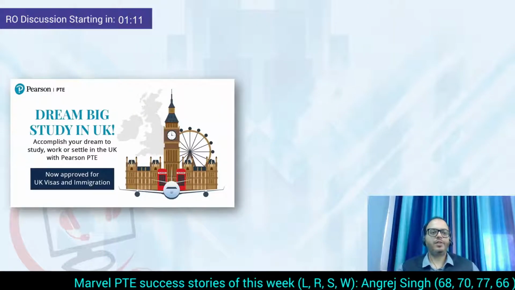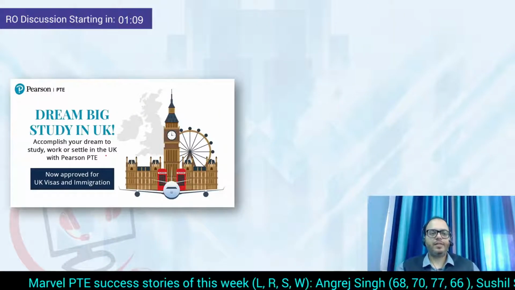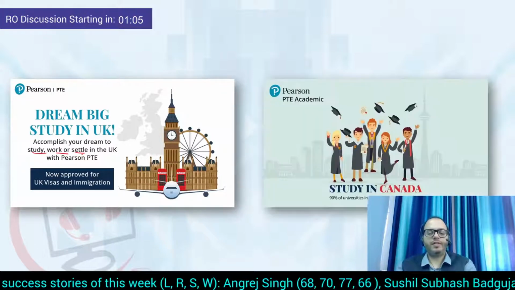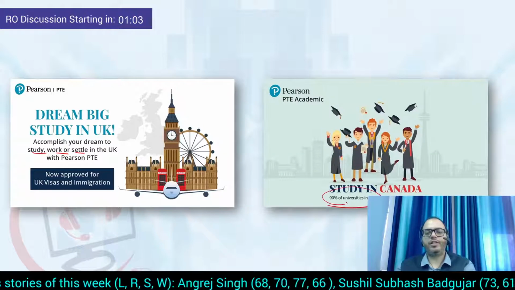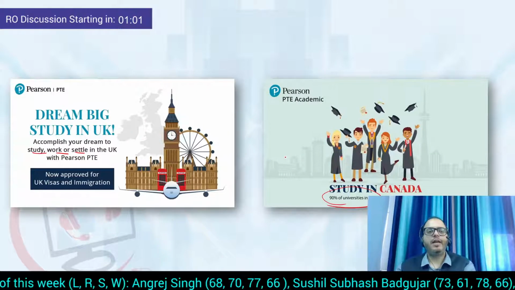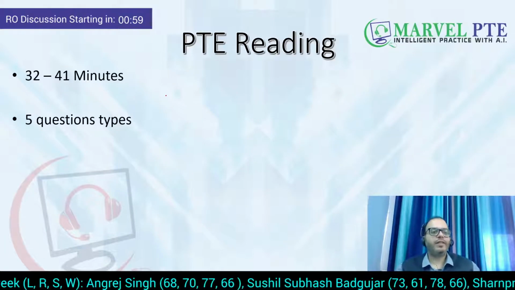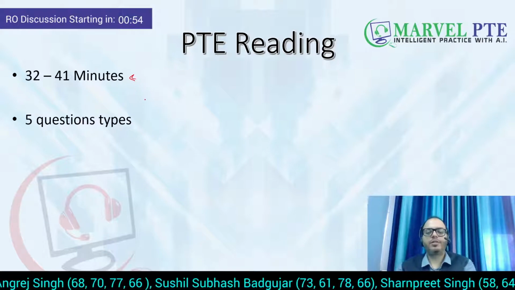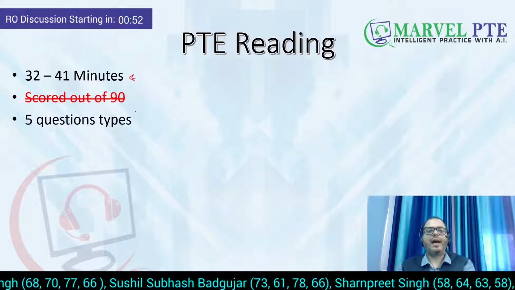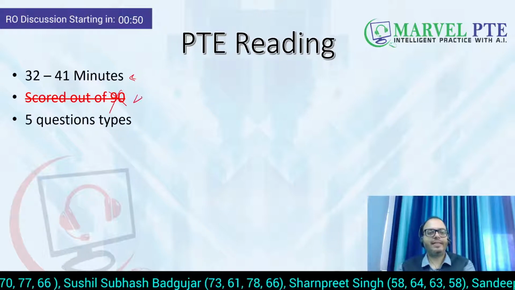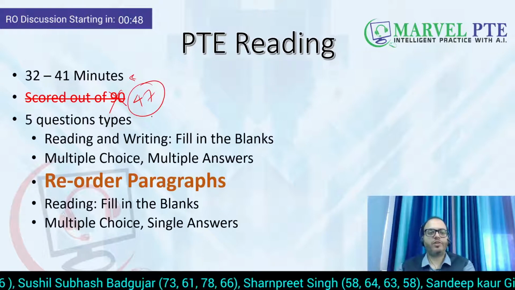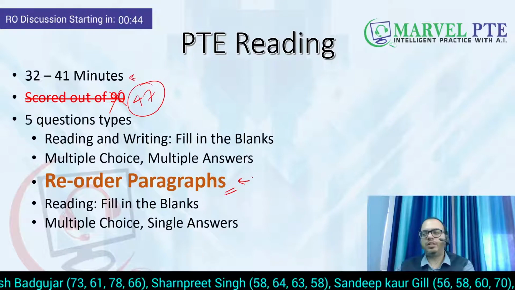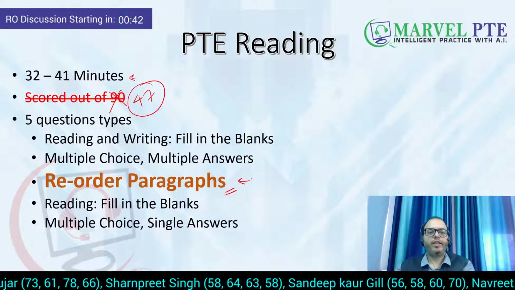Now, first things first: PTE is now accepted in the UK for study, work or settlement, and 90% of Canadian universities now accept PTE Academic. PTE reading is 32 to 41 minutes and it has 5 question types, and it is not scored out of 90, it is scored out of 47 marks only. And today's topic is reorder paragraphs, which is the third question type in this reading module.